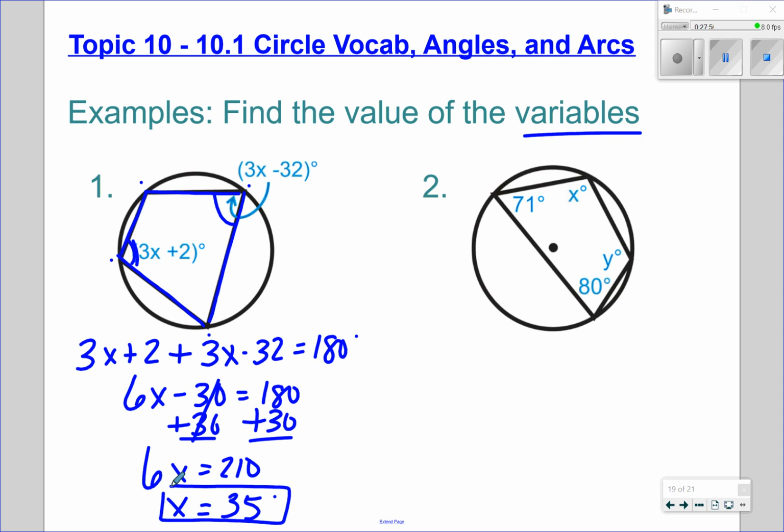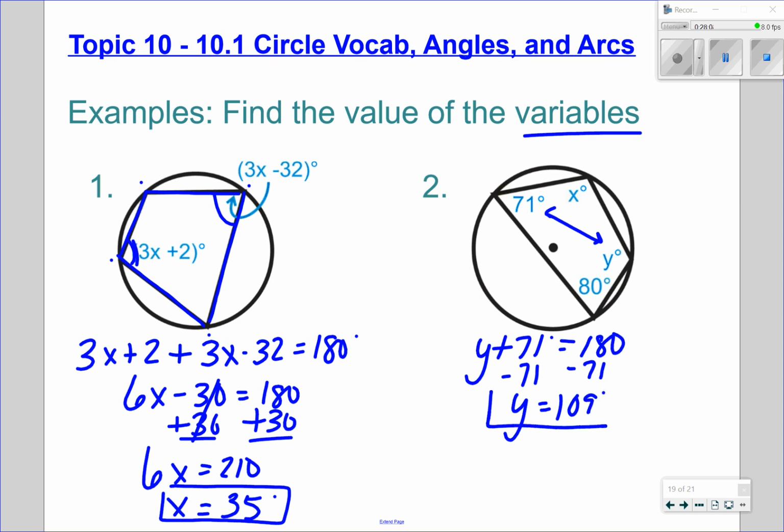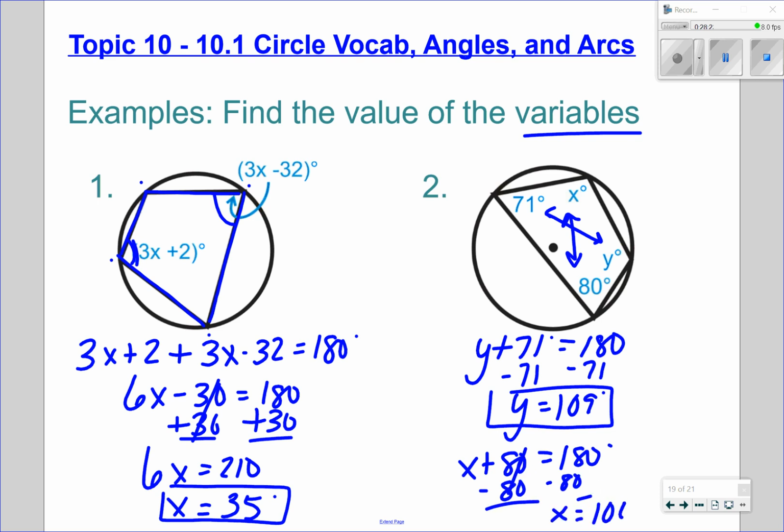For number 2, if we look at our opposite angles, we know that y plus 71 should equal 180. Well, we can easily now solve for y just by subtracting the 71. So we know that y is going to equal 109. And we know that our other opposite angles here, x plus 80, are also supplementary. So subtract our 80 from both sides, we know x is going to equal 100. So that's using those big ideas, big idea number 3 specifically, and we can go ahead and apply that further.